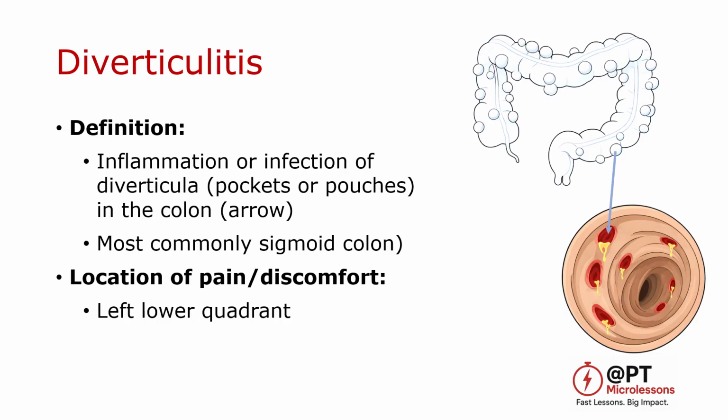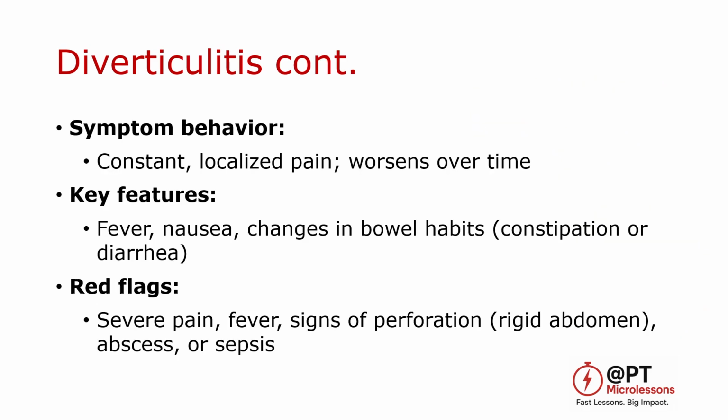Diverticulitis is inflammation or infection of diverticula, most commonly in the sigmoid colon. Pain is typically localized to the left lower quadrant and tends to be more constant. Symptoms often worsen over time and may be accompanied by fever, nausea, and changes in bowel habits, such as constipation or diarrhea.